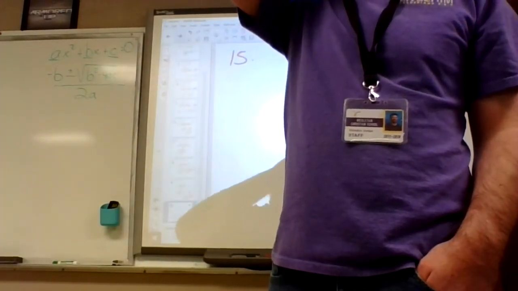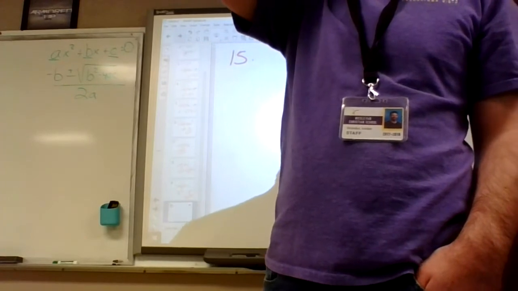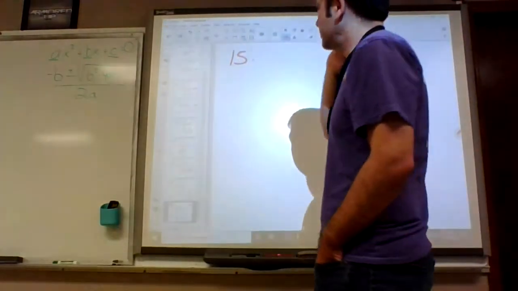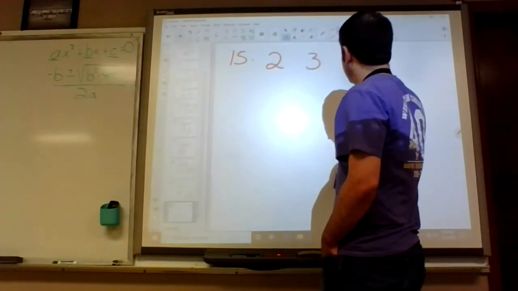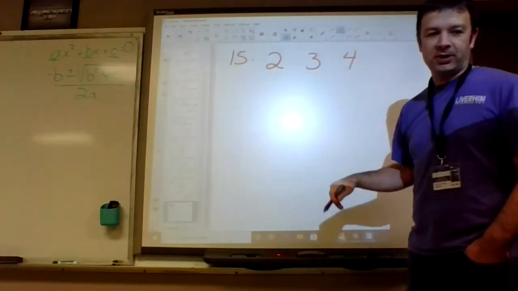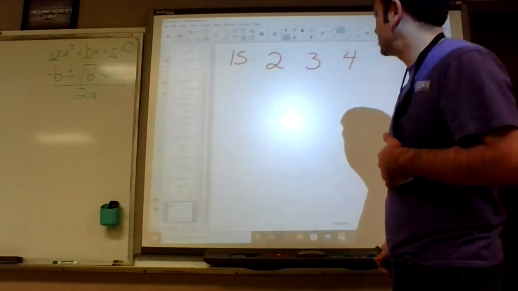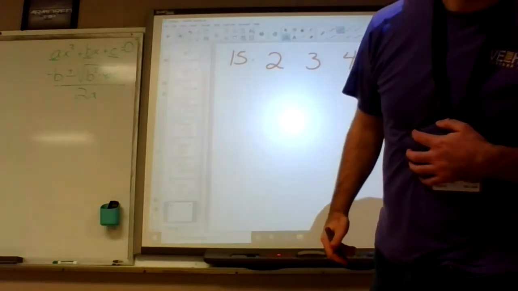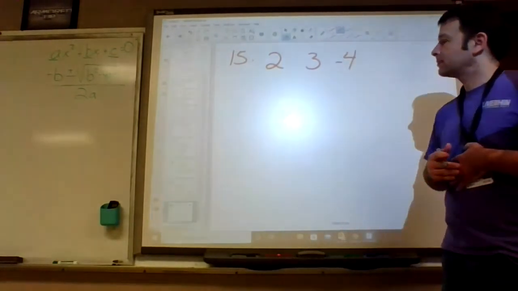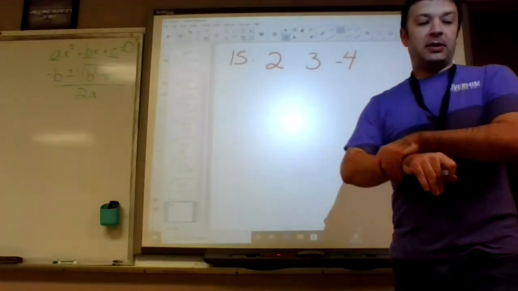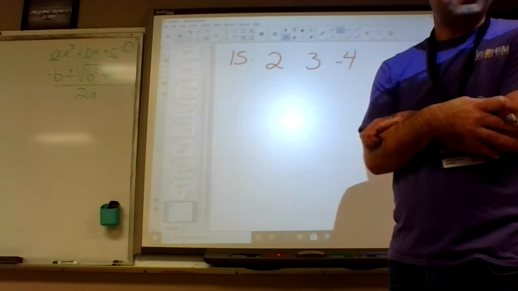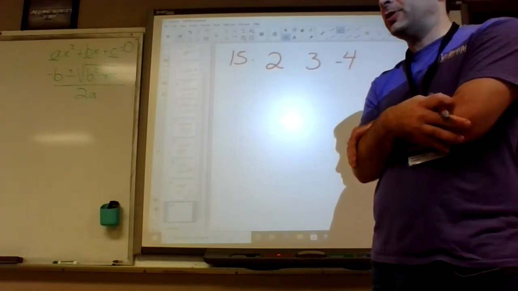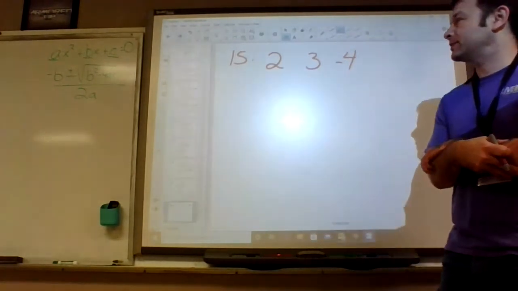What's the A, B, and C on 15? 2, 3, and -4. Why negative? Because the 4's on the other side. The 4 is on the wrong side, so you subtract 4 to bring it over, right? Wait, why didn't you do 2 first? Because that's where the x squared is. The x squared term is the A. They didn't write it in order for us, so we have to put it in order ourselves.